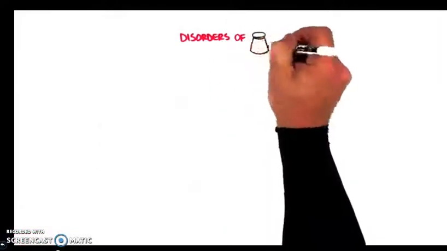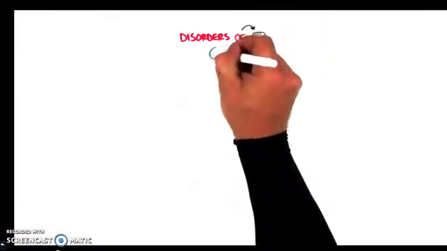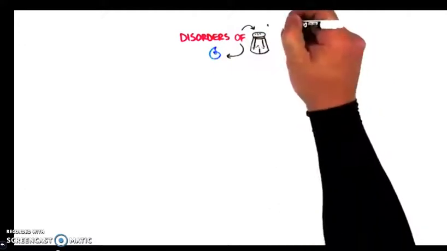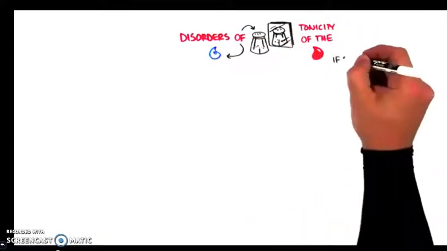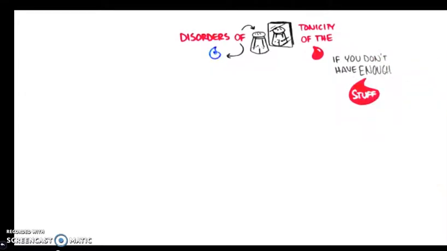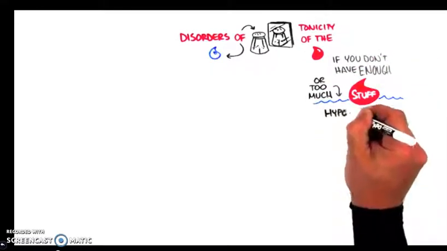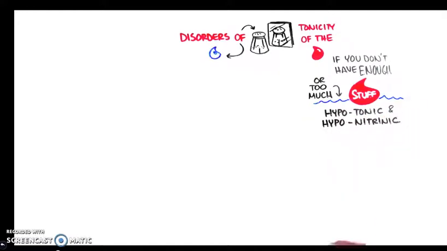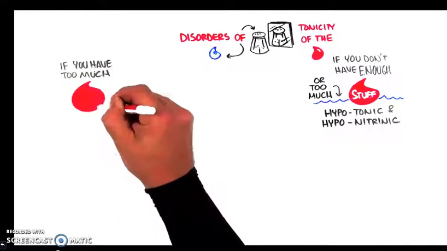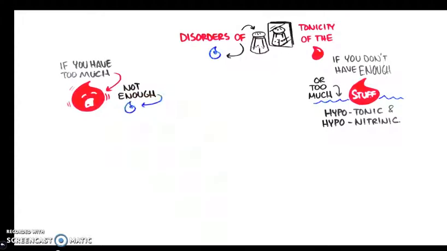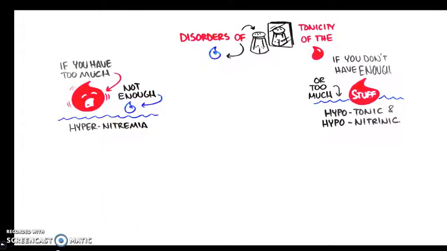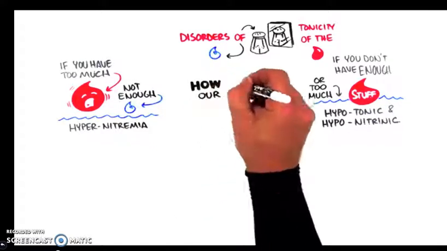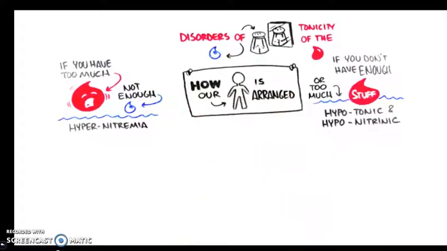Disorders of sodium are actually disorders of water. That is to say, sodium is a reflection of the tonicity of the blood. So if you don't have enough stuff in the blood, or you have too much water, you'll be hypotonic and hyponatremic. Conversely, if you have too much stuff or not enough water, you're going to have hypernatremia. Let's see if we can put this into perspective by revisiting the basic sciences and going over how our body is arranged.